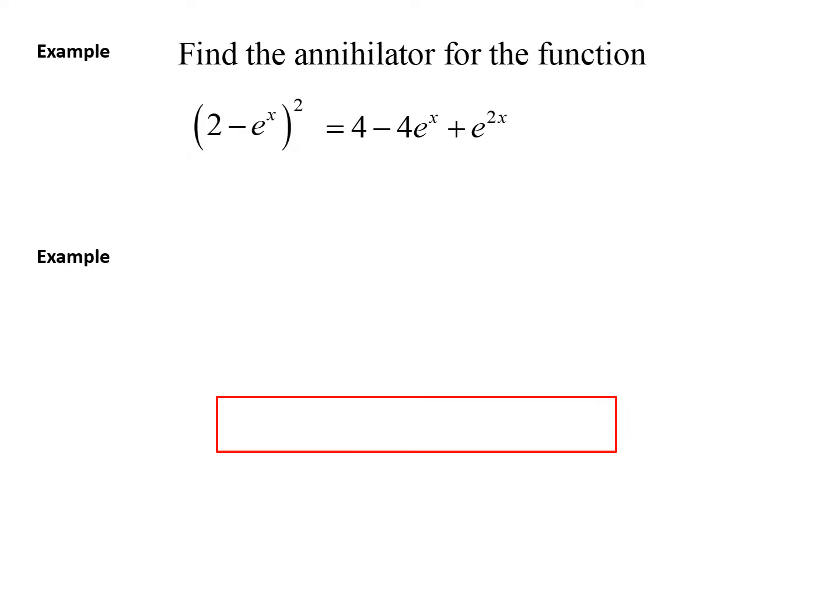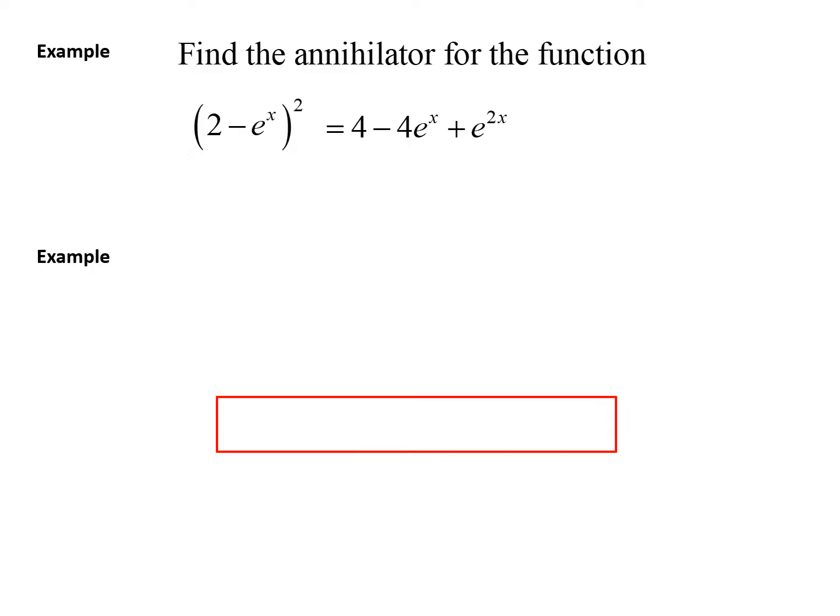Now again, this is the sum of different types of functions. So we have three functions. We have a polynomial, 4. We have 4 times e to the x, and we have e to the 2x. And since the exponentials don't have the same exponent, those are treated as two different functions. So we need to find the annihilator for each term and multiply them together.